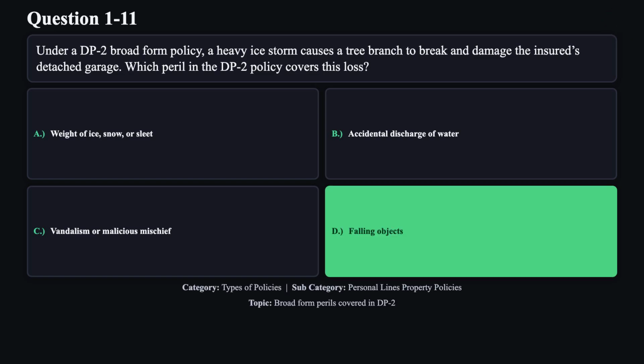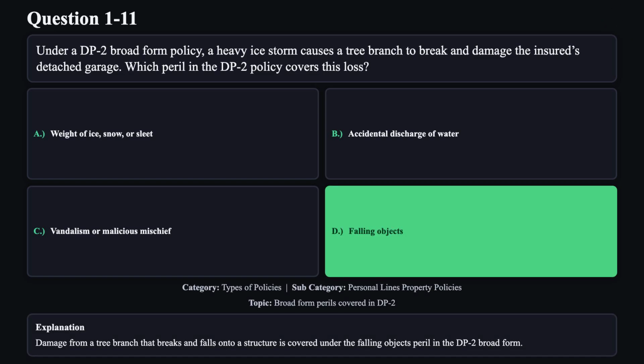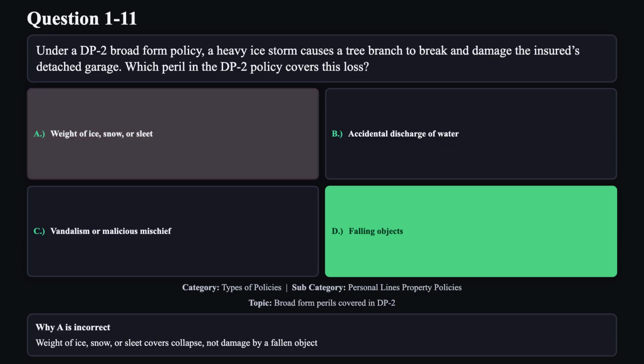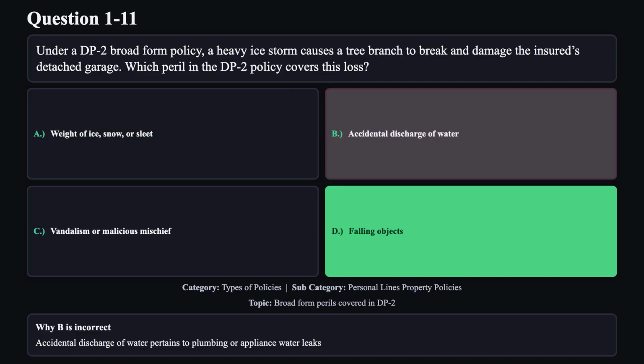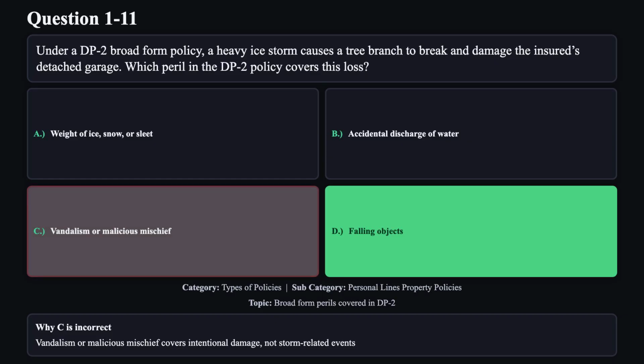The correct answer is D. Damage from a tree branch that breaks and falls onto a structure is covered under the falling objects peril in the DP2 broad form. Reason A is not correct. Weight of ice, snow, or sleet covers collapse, not damage by a fallen object. Reason B is not correct. Accidental discharge of water pertains to plumbing or appliance water leaks. Reason C is not correct. Vandalism or malicious mischief covers intentional damage, not storm-related events.